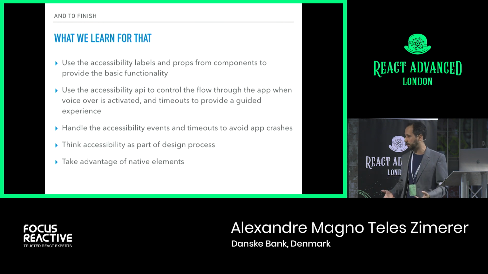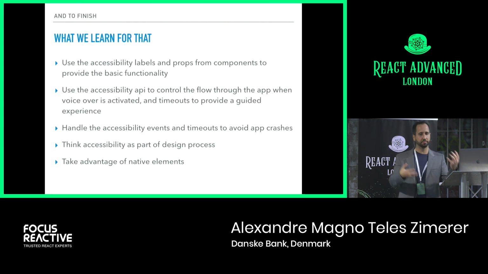You need to handle the accessibility events and timeouts to avoid crashes. You don't want to start doing accessibility and then start causing crashes in the app for other users who don't have accessibility enabled. So you need to handle everything. You need to check if accessibility is enabled, and if you use these timeouts, you need to remove them properly to avoid these crashes, and start to think of accessibility as part of the design process.